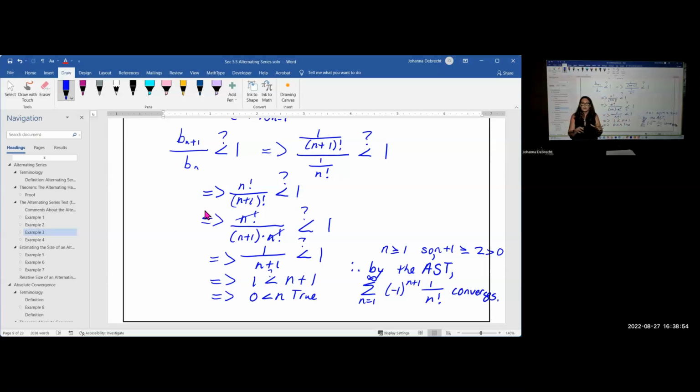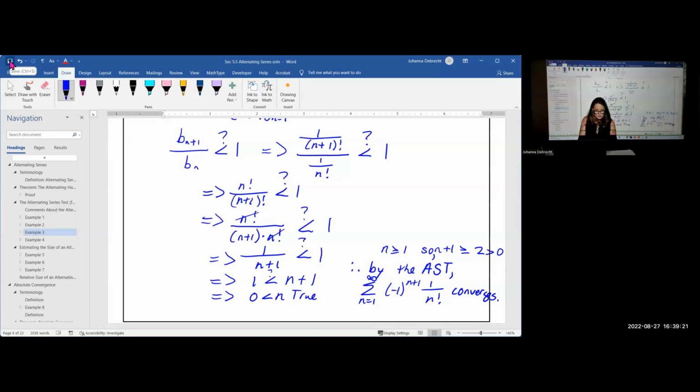Our only options are it meets all three conditions, so it converges, or it fails the limit of the sequence going to 0, so it fails by the divergence test, it diverges, or one of the other two conditions doesn't hold, in which case we don't know. It could converge, it might not. We don't know, we can't use the alternating series test.